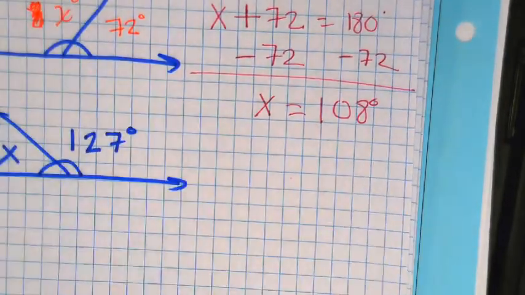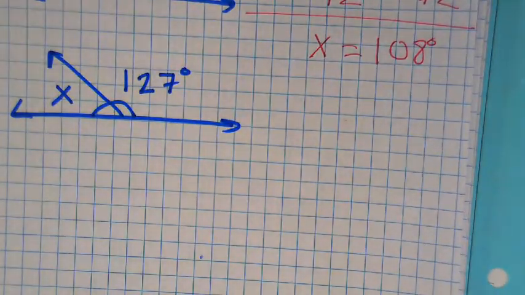All right, let's say x and 127 degrees. We'll do another level, 0.00000 negative 1.